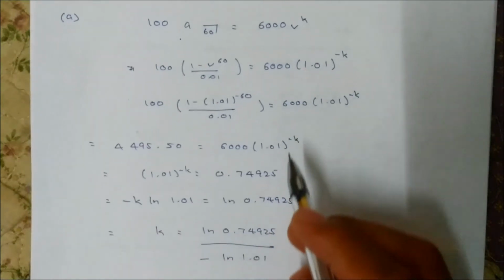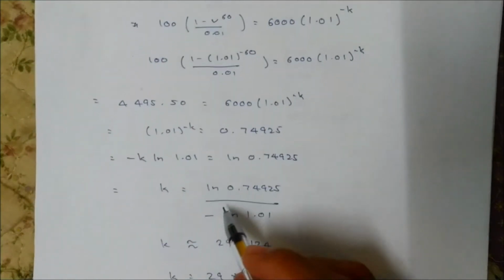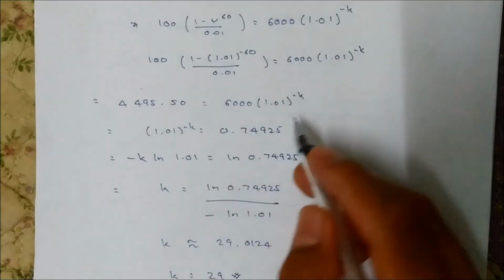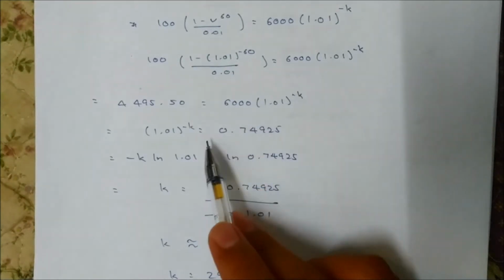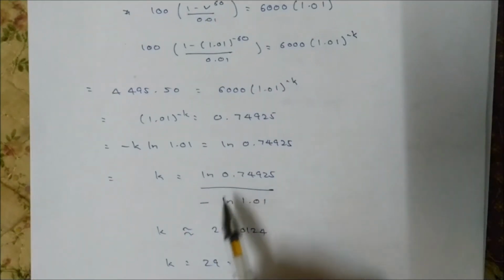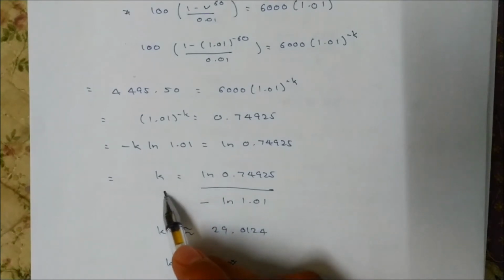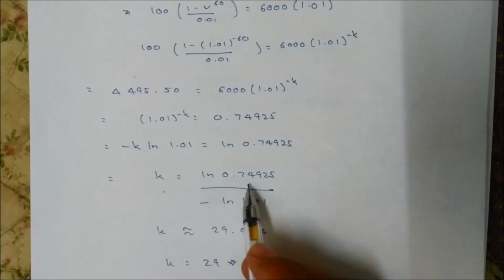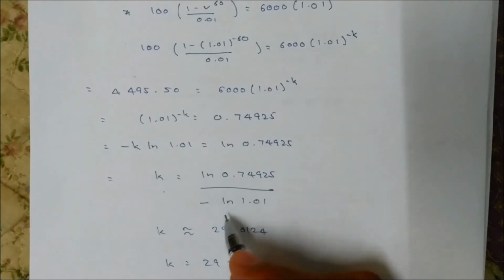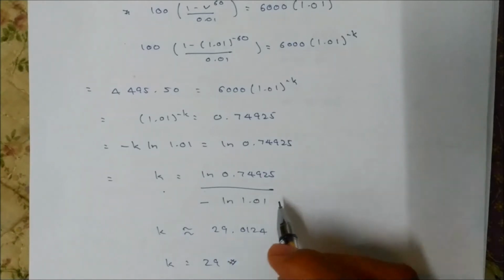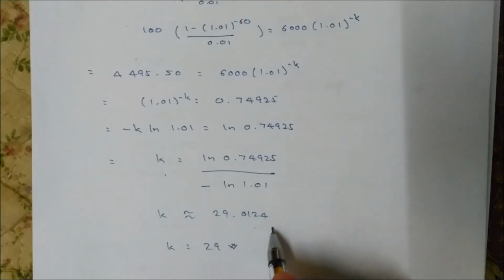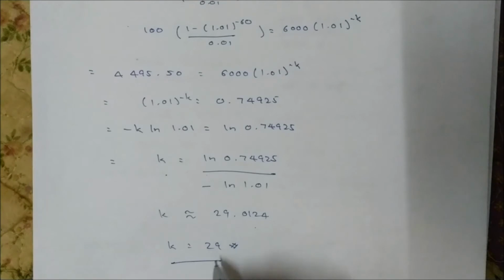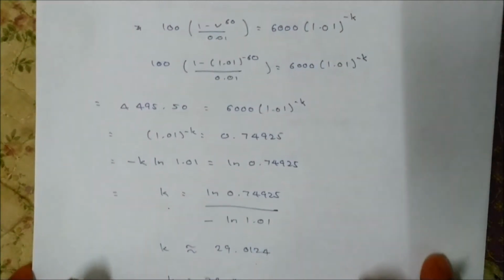So we will get the last expression of K. Take a look at the expression here first. Alright, and then we will get lastly the expression of K, which is ln 0.74925 over negative ln 1.01. Thus we will get K approximately 29.0124, which is actually K equals 29. So that's for the first question.